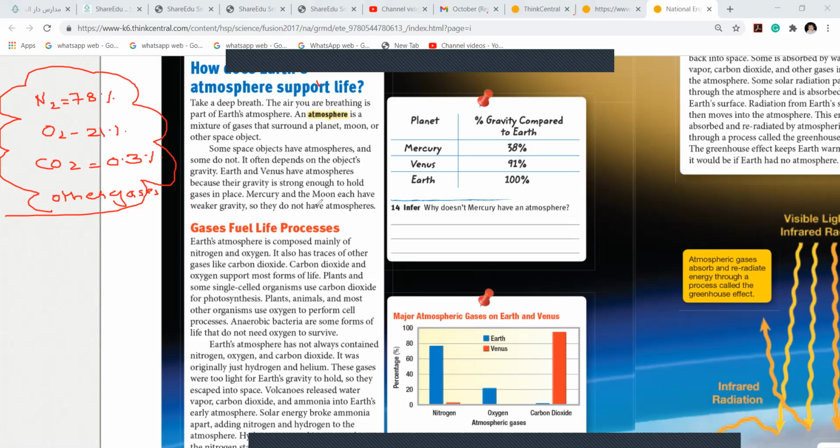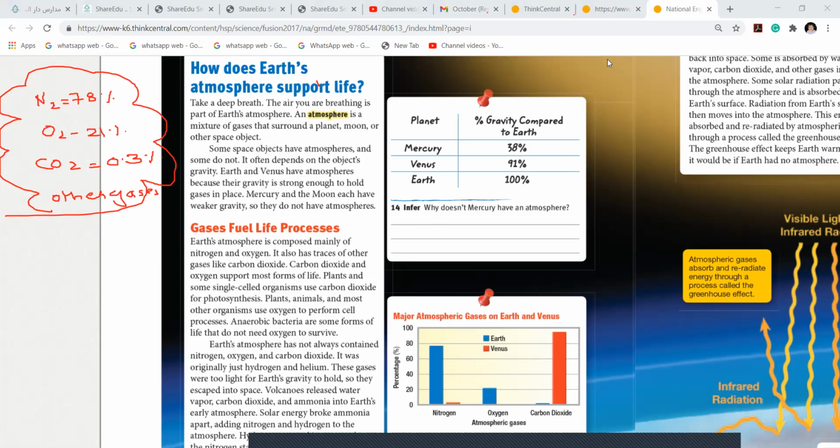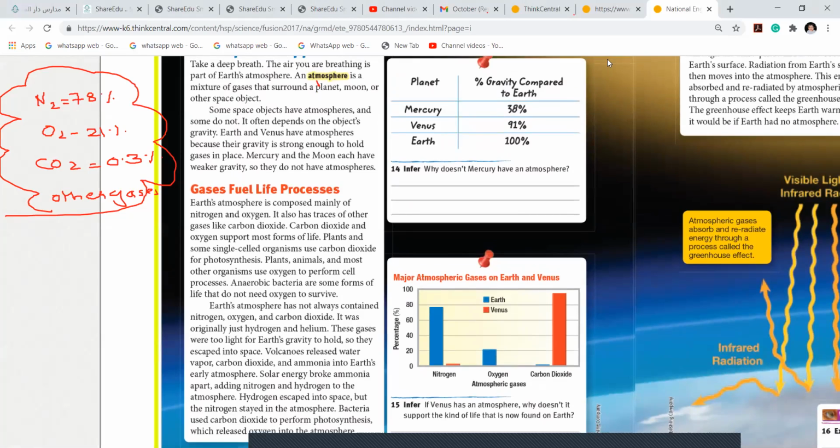Mercury and the Moon each have weaker gravity. So that's why when we go and fly over there, we don't have enough oxygen, and they take their cylinders. They say the Moon has 38% gravity, Venus is 91%, and Earth has 100% of gravity.